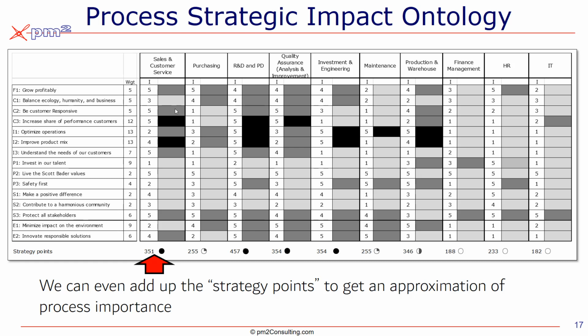So we've done the top-down, strategy into processes. Now we do the bottom-up. I own this process, and these are the KPIs we would forward to the organization to measure how well we're achieving those goals.